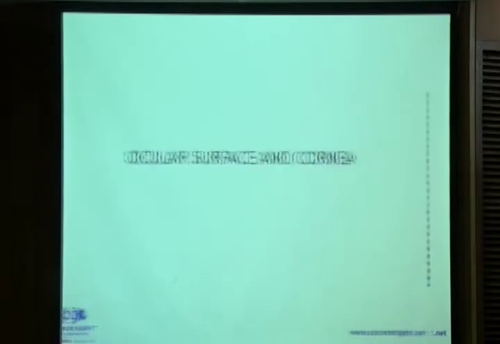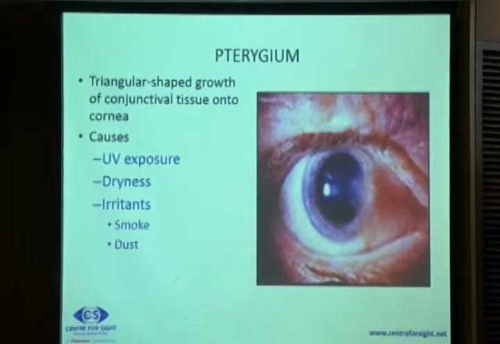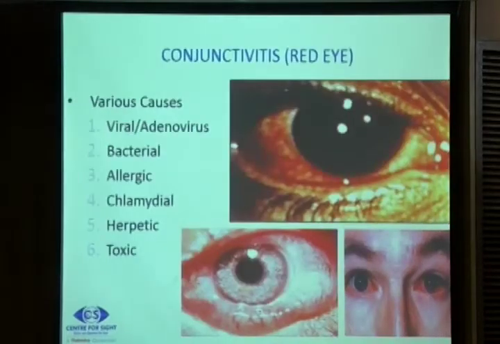Now, the ocular surface and cornea has already been described by Dr. Charu. Because of the UV ray exposure, very commonly people will come to you with a red mass which is there on the nasal side. It's a triangular shaped growth of conjunctival tissue and most commonly occurs by UV rays, dryness, and irritants like smoke and dust. The treatment is surgical in this modality.